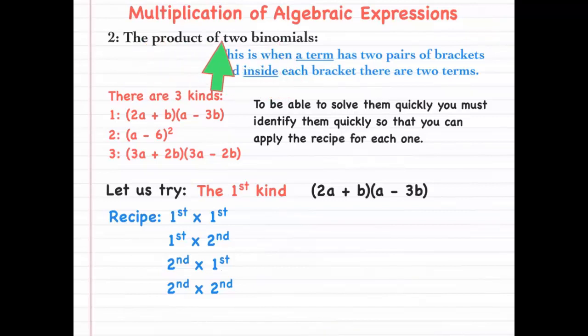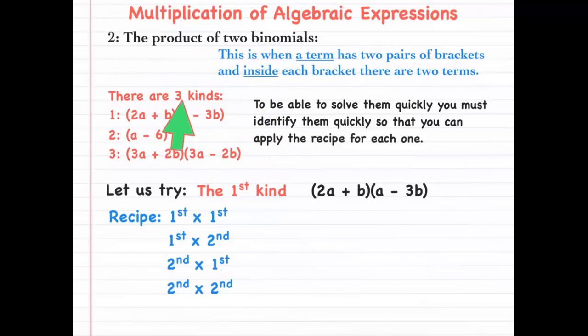Now, what is a product of two binomials? This is when a single term has two pairs of brackets, and inside each bracket there are two terms. Let's have a look at this example here. We've got one term, and inside this entire term we've got two pairs of brackets, and inside this bracket there are two terms, and inside this bracket there are two terms. So this is a product of two binomials.